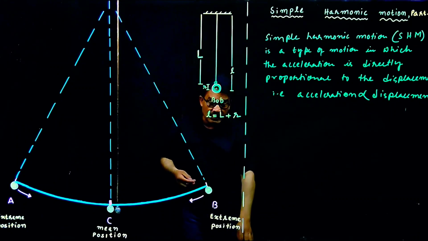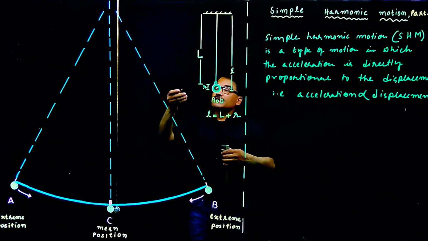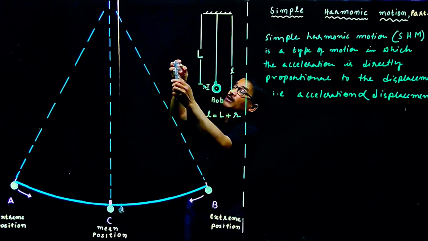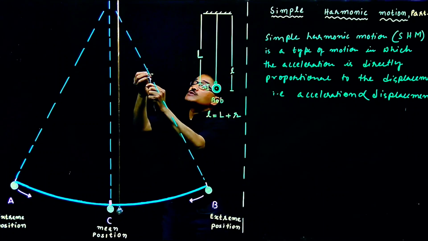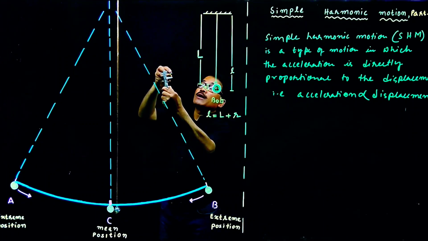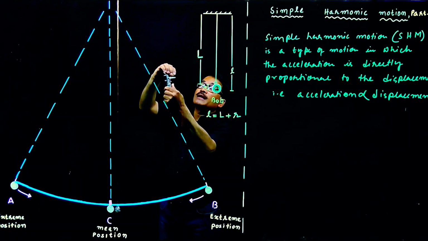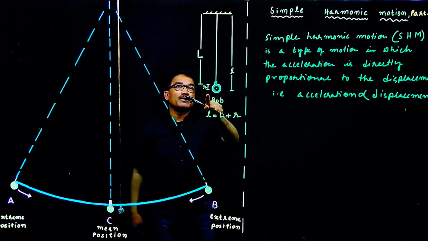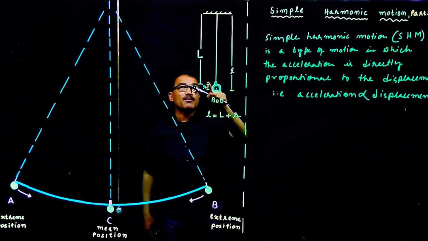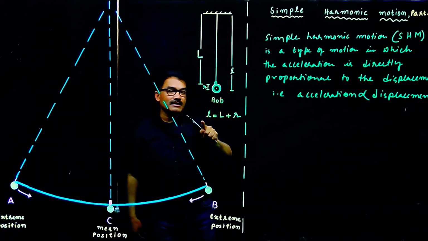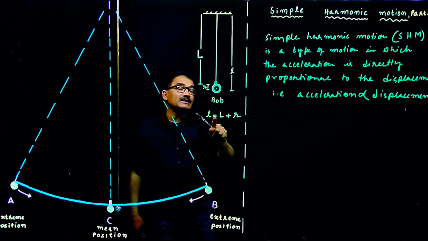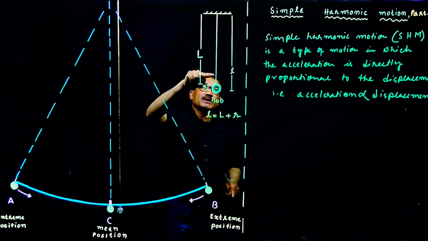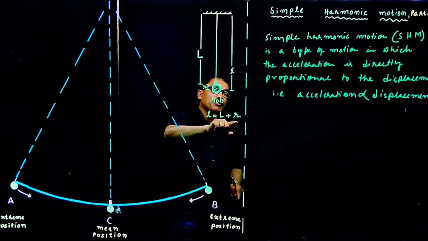We can find the radius of the bob by taking the help of a vernier caliper. This is a device called vernier calipers, and by using it we can find the diameter of the bob, and then we divide the diameter by 2. That will give us the radius of the bob. And when you add the radius of the bob to the length of the string, that gives you the effective length of the simple pendulum. So effective length is equal to length of the string plus radius of the bob.